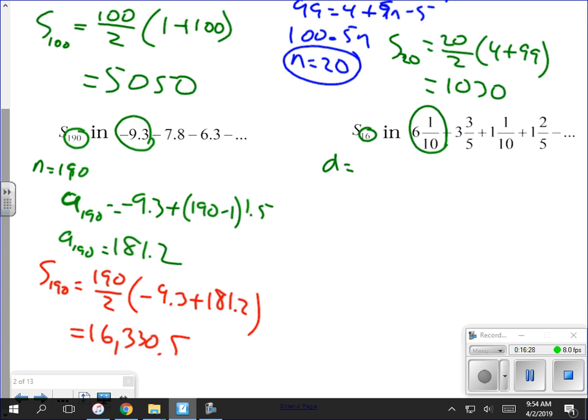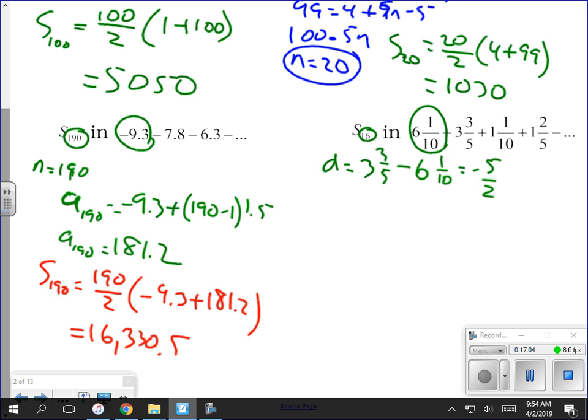To find d, remember you pick a number. Ooh, I screwed up. Never mind. You take a number, 3 and 3/5, and subtract the one before it, 6 and 1/10. And in this case, I get -5/2 or -2.5. Now, mine spit it out as an improper fraction. If you're spitting it out as a mixed number, -2.5, that's okay. It doesn't matter. It'll still work anyways.